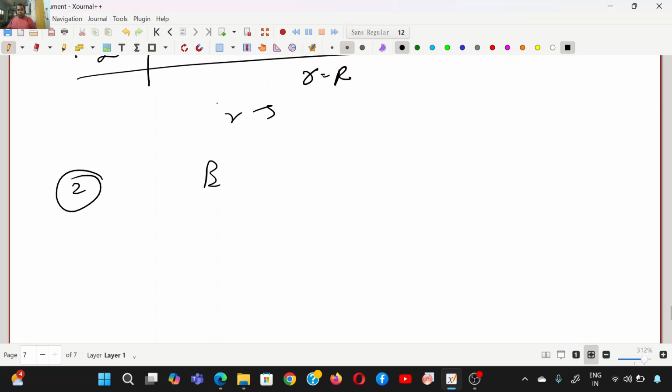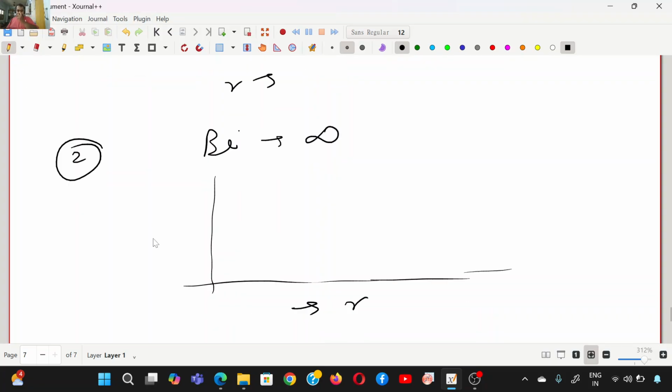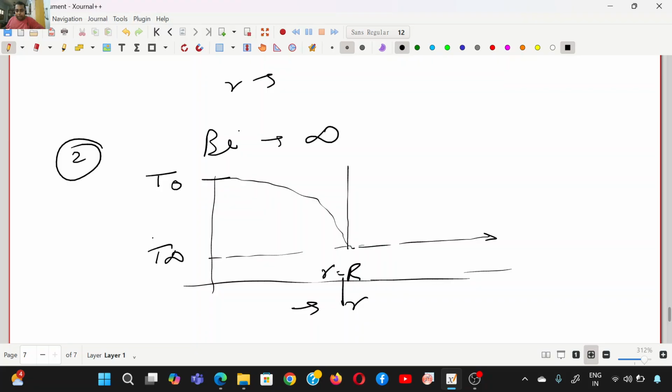The second case is when Biot is very large, Biot tending to infinity. How will the profile look? At the center, r equal to 0, it is T naught. And it varies as 1 minus eta square, no? So at r equal to capital R, it's just T infinity, no? Because theta goes as T minus T infinity by T naught minus T infinity. So with theta equal to 1 minus eta square, at eta equal to 1, theta is equal to 0, so T is equal to T infinity. It will fall like this from T naught inside the wire. This is r equal to capital R, and outside it is at T infinity, the ambient temperature.